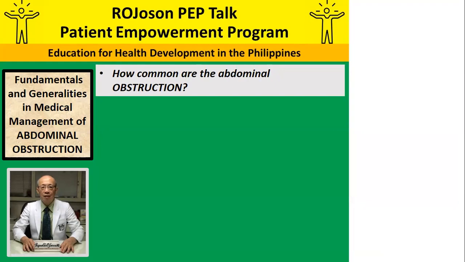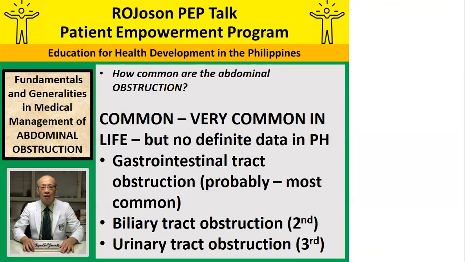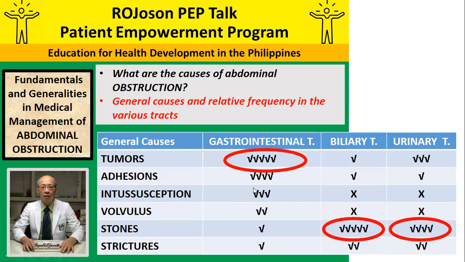So how common are the obstructions? Quite common. Very common in life, but know that we don't have any exact data which one's the most common. Probably the gastrointestinal tract obstruction is most common. Next will be the biliary tract and then the urinary tract obstructions. But these are just personal observation. So I said tumors, gastrointestinal tract; stones, biliary tract; stones, urinary tract.